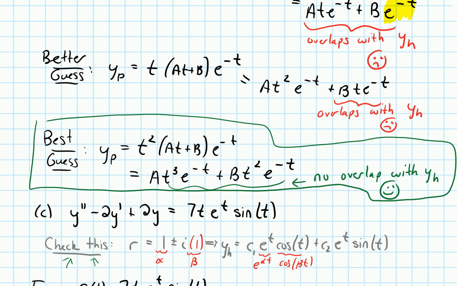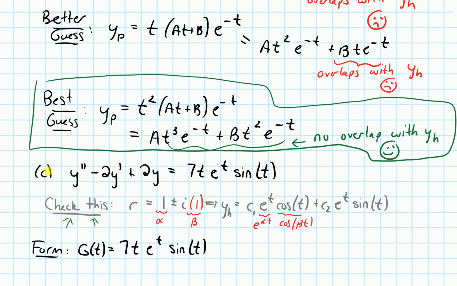So we have that, and then we also have plus c2 times e to the t times sine t. That's what our solution to the homogeneous equation looks like when we have complex roots like this. All right, so now let's formulate our guess.